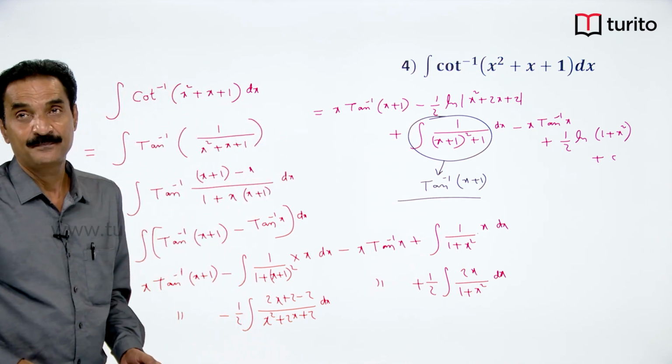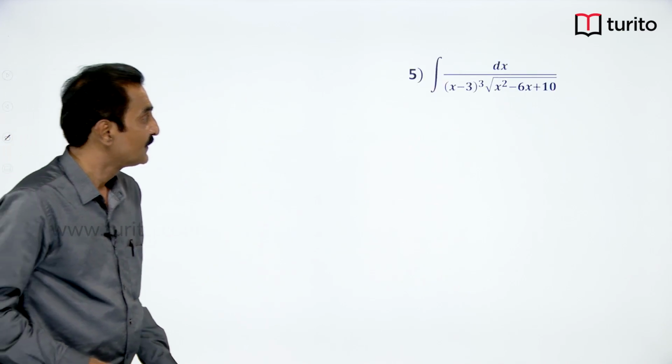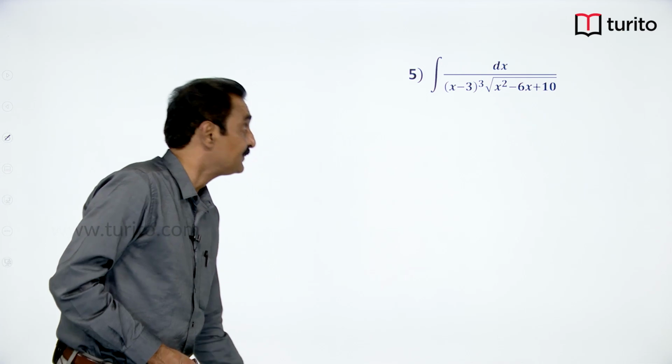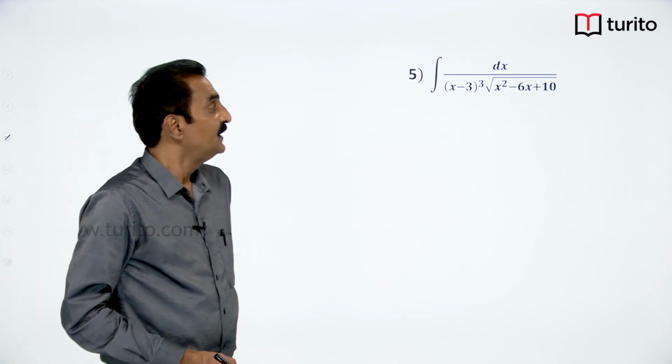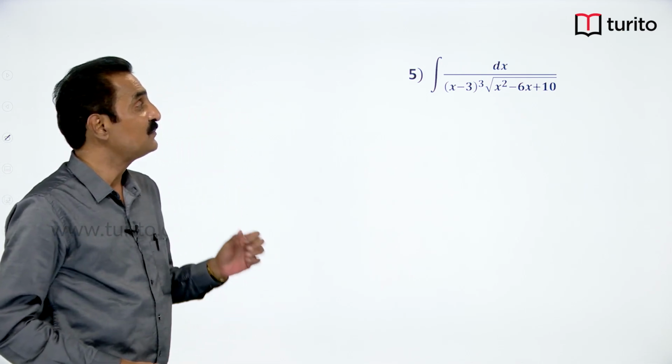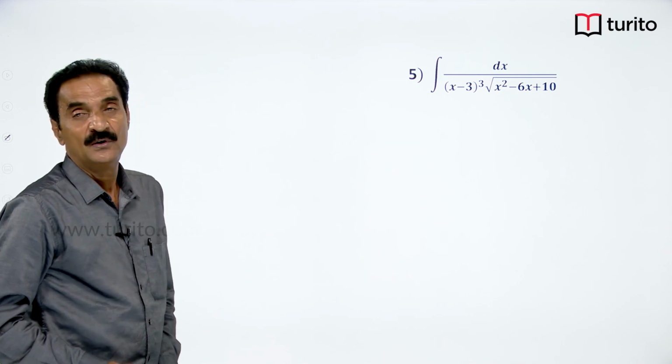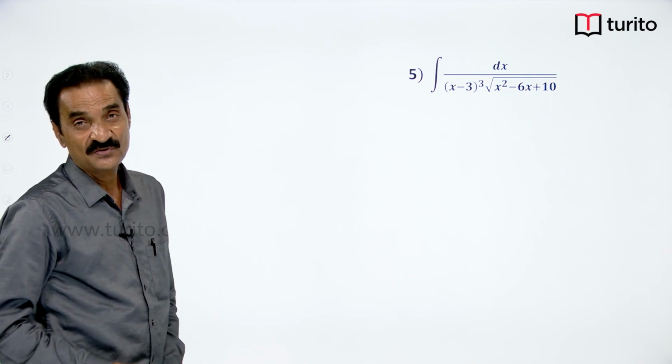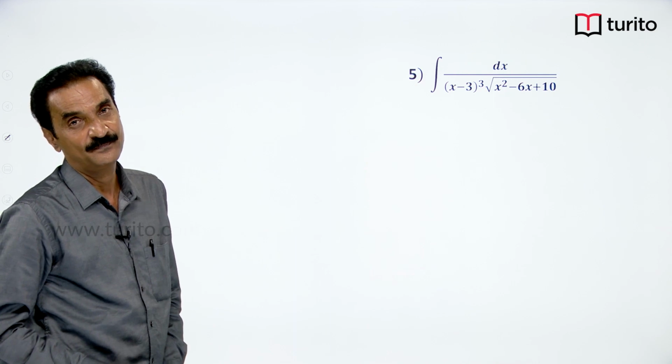Next question, integral dx upon (x minus 3) whole cube into square root of x square minus 6x plus 10.